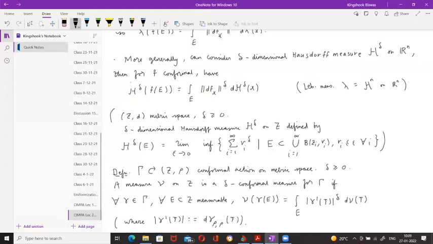If you're familiar enough with Lebesgue measure in Rn, when delta is equal to n and I take the sum of the radii power n, then basically this will give me a constant multiple of the Lebesgue measure. Is this clear?